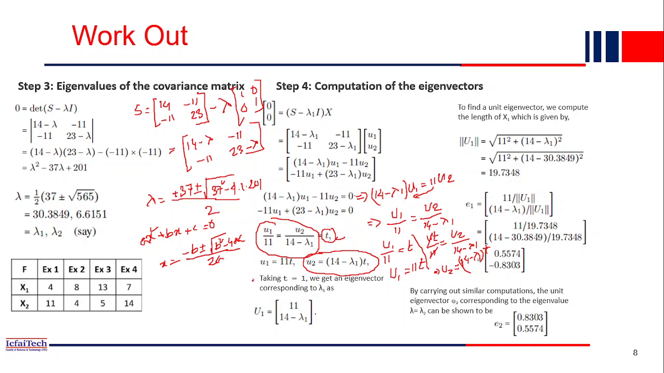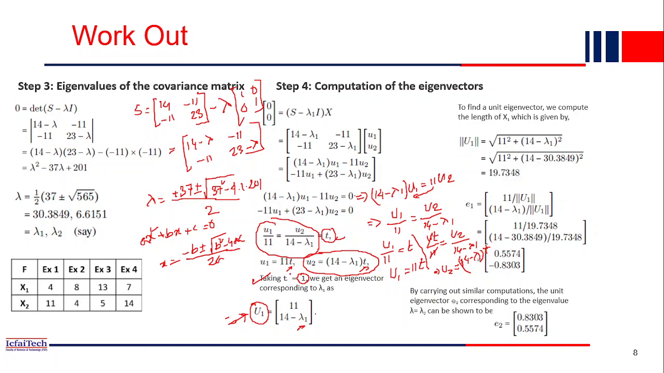So now the t value, you can take any value. Some student can take 1, another student can take 2, 3, any student can take any values. That's fine. So any t value you take and you substitute. So you will have u1. So capital U1 equal to, so t value is 1 means what? 11, and here also t value is 1 means 14 minus lambda 1. So this is our first eigenvector, right?